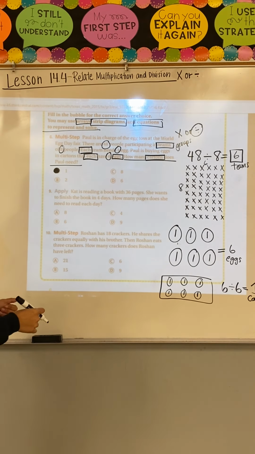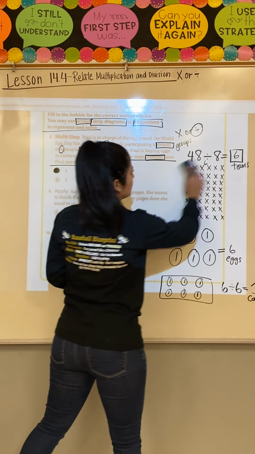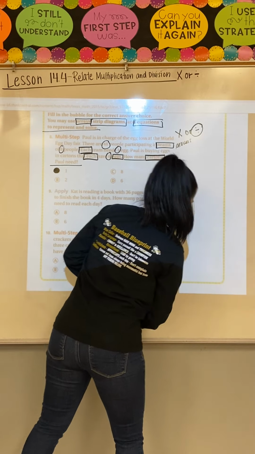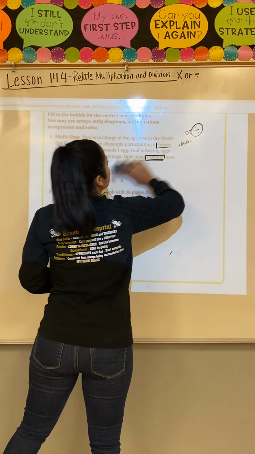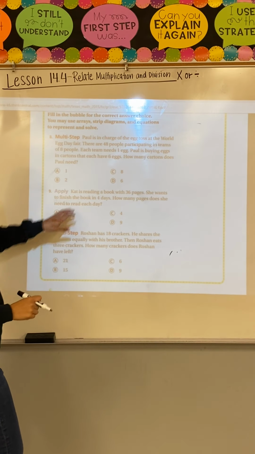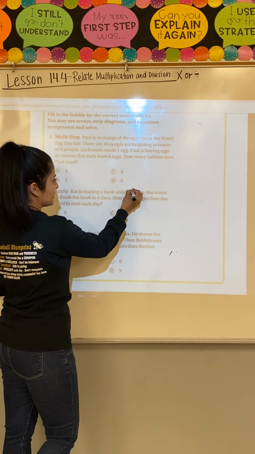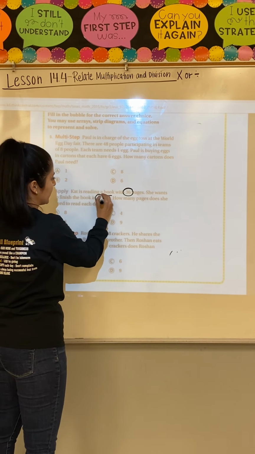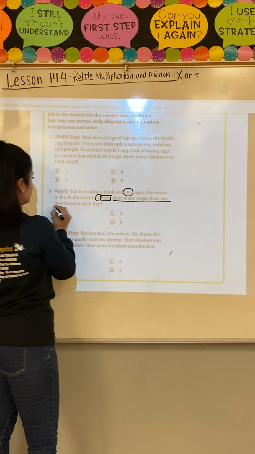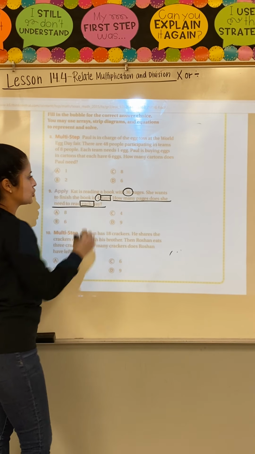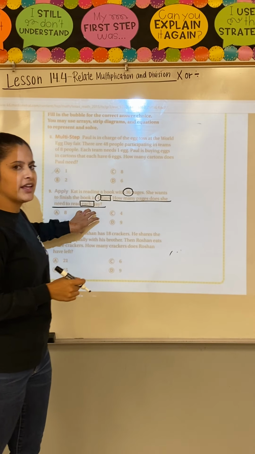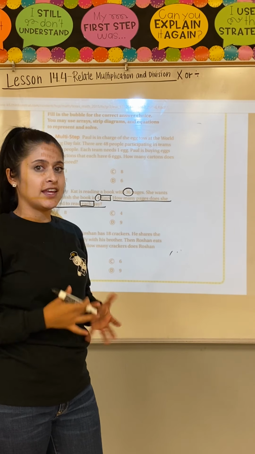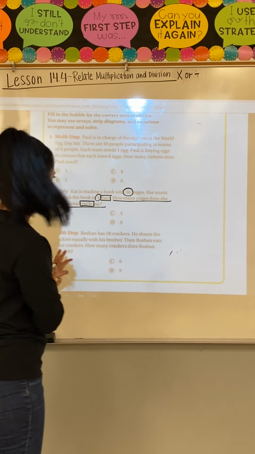All right, let's take a look at number 9. Let me erase some of this so it doesn't mess you up. Kat is reading a book with 36 pages. She wants to finish the book in 4 days. How many pages does she need to read each day? Now, go to that keyword of each. I boxed it in. It's important. It's popping out at me.